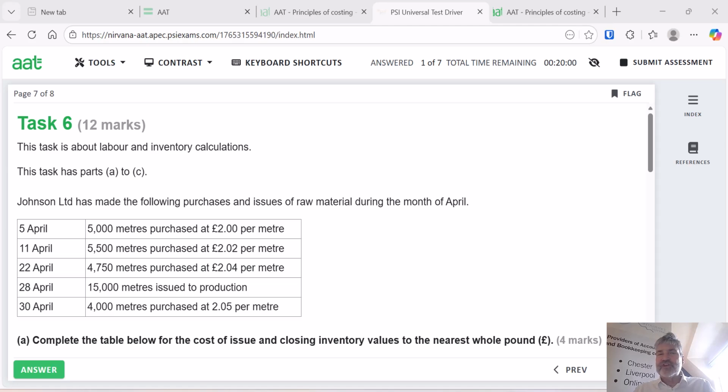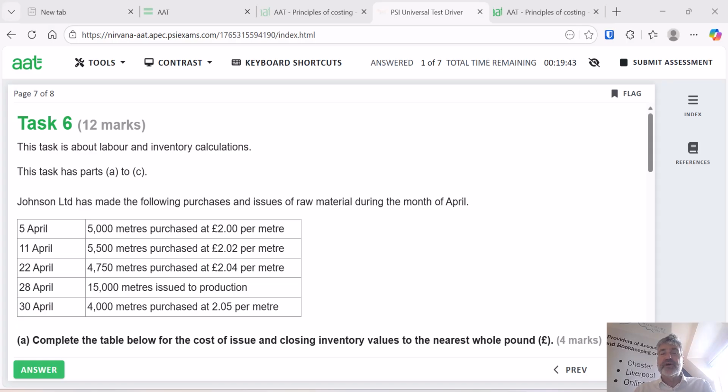In this recording, I'm going to walk you through task 6 of AAT Sample Assessment 2 for the Principles of Costing exam. Task 6 is worth a total of 12 marks and it focuses on inventory and material valuations and also on labour costing. So let's have a look at the first requirement.